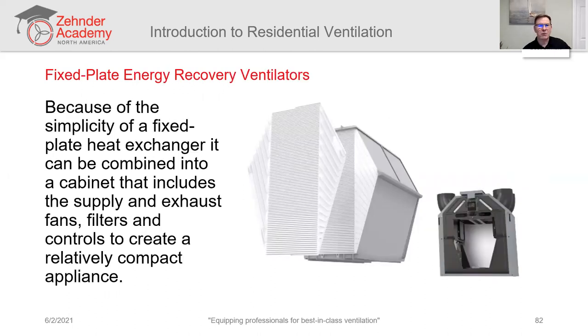So typically what happens is this heat exchanger is combined into a cabinet where you have controls. You also have two fans, a supply fan and your exhaust fan, and then just a system of ducts or plenums to organize all that. And then you can connect that to the distribution system in the house and connect to outdoor grills for exhaust and intake. All this can be done into a relatively compact appliance.